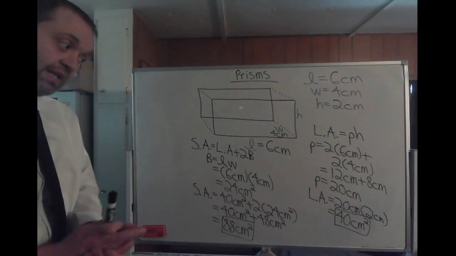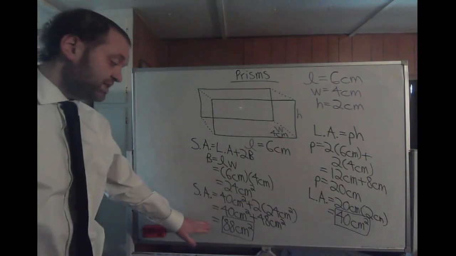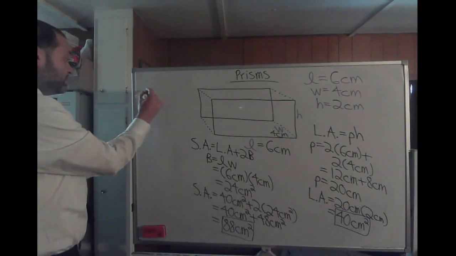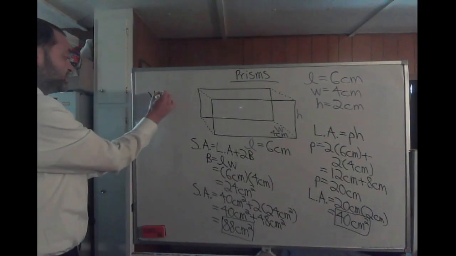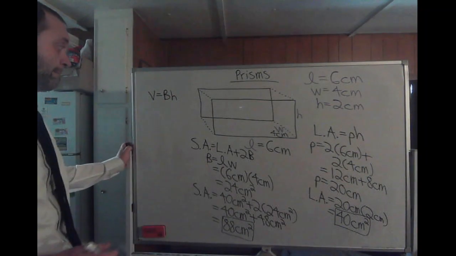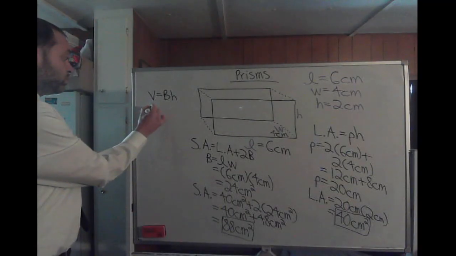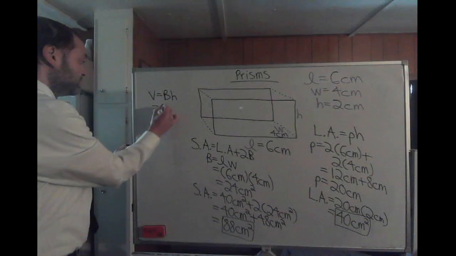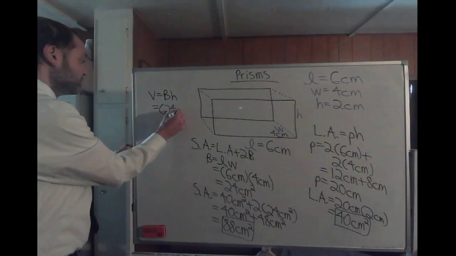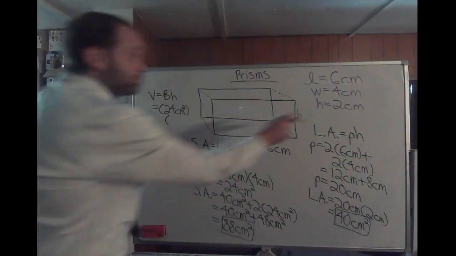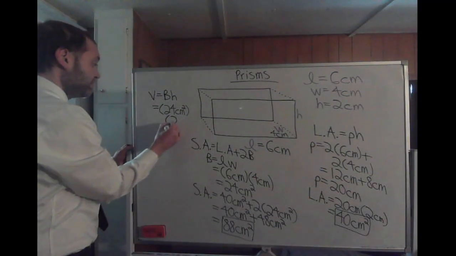So we found the lateral area, we found the surface area. All that's left to do is find the volume. The volume of a prism, of course, is equal to the area of the base times the height of the whole prism. Well, what is the area of the base? That was deemed to be 24 square centimeters, right? Times what is the height of the prism. That's 2 centimeters.